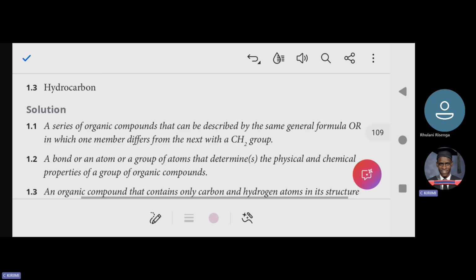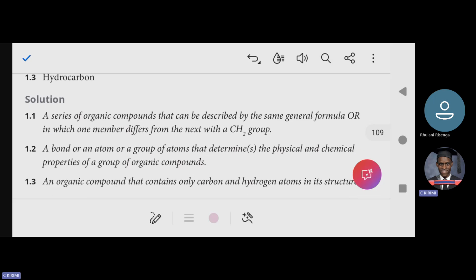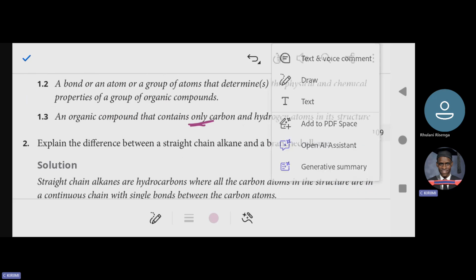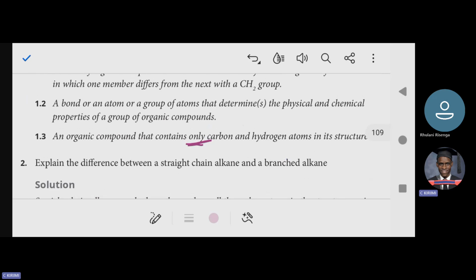Then a hydrocarbon is an organic compound that contains only carbon and hydrogen atoms in its structural formula. The keyword that you did not mention there was only. You should include it: carbon and hydrogen only in a hydrocarbon. That is the keyword. Then we are asked to explain the difference between a straight alkane and a branched alkane.